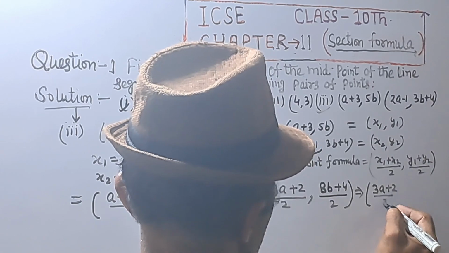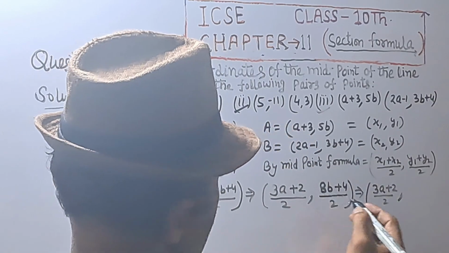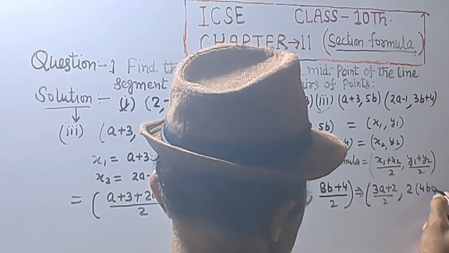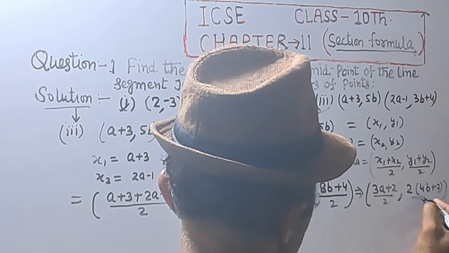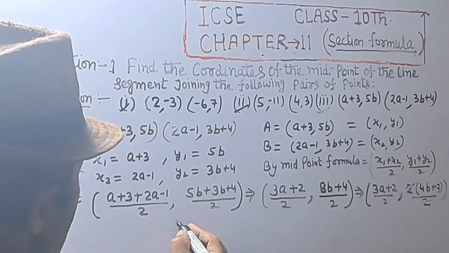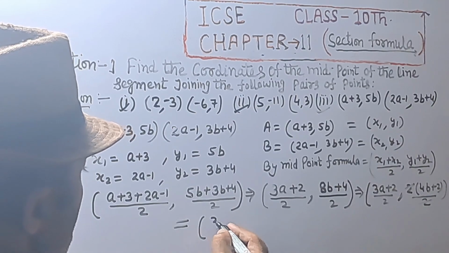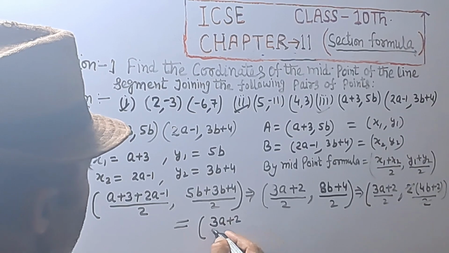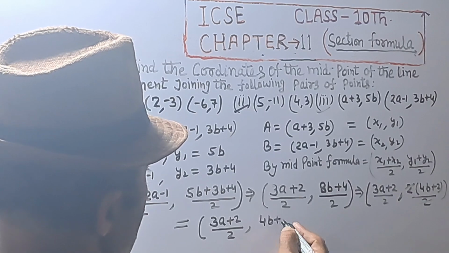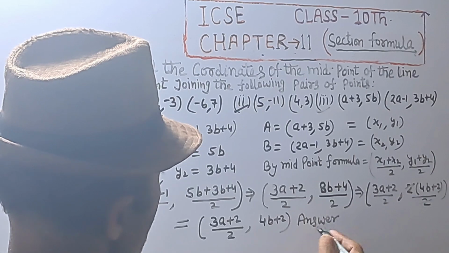Which implies 3a plus 2 upon 2, comma, 2 is taken common, bracket 4b plus 2, divided by 2, 2 is cancelled, and we get 3a plus 2 divided by 2, comma 4b plus 2. Answer.